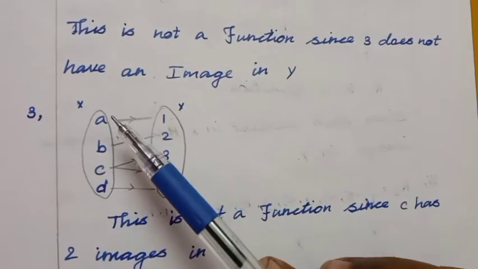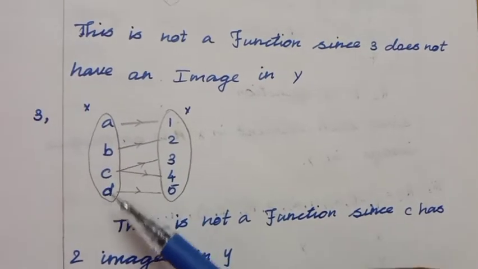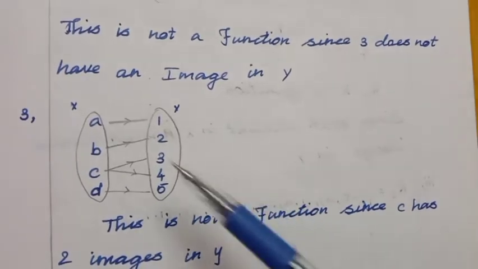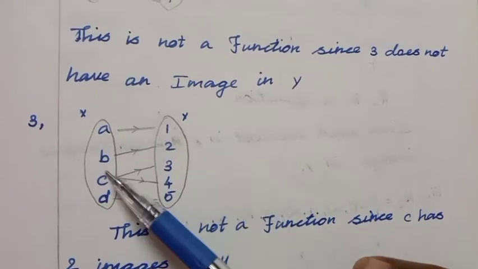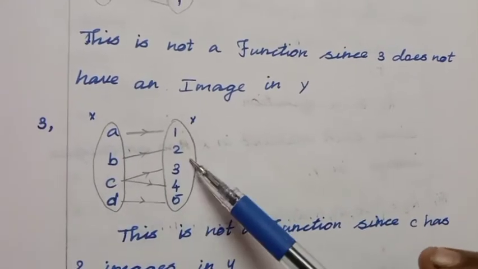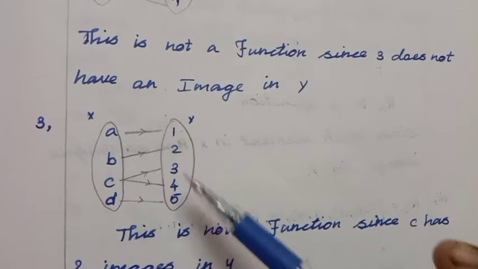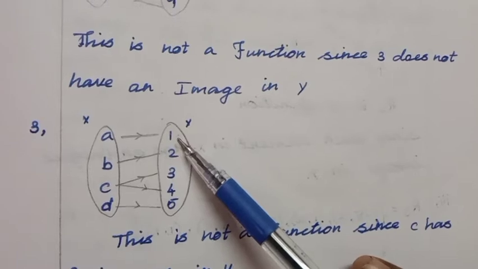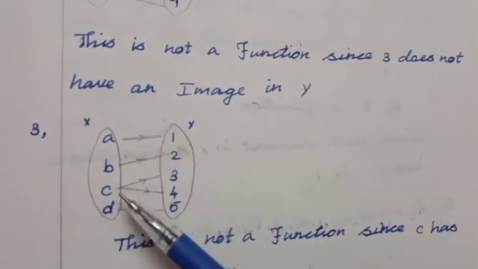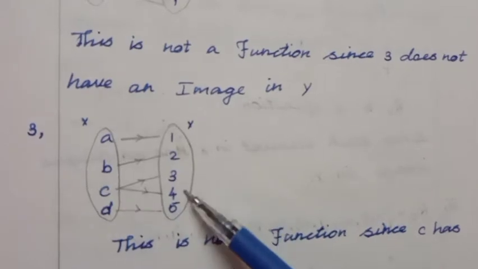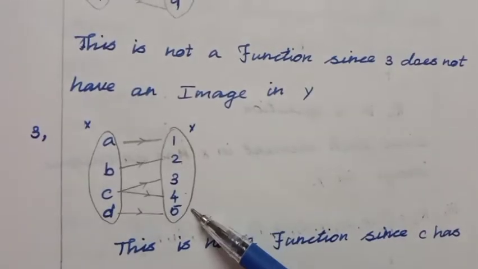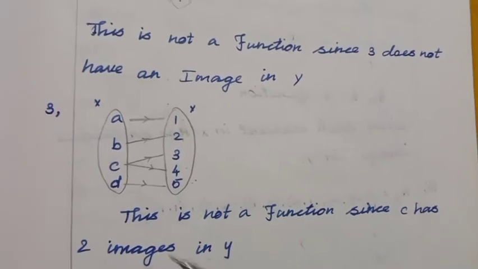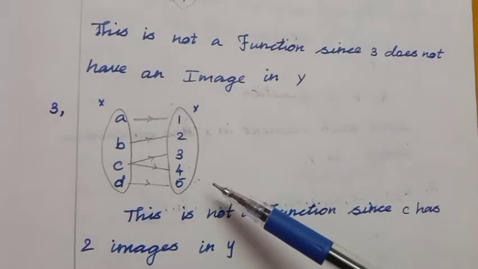For set X, we have to consider the elements A, B, C, D, and in set Y, 1, 2, 3, 4, 5. We have to consider these two sets. Now, A maps to 1, B maps to 2, C maps to 3 and 4, D maps to 5. Consider this mapping. A has only one image, B has only one image, but C has two images, 3 and 4. So this mapping is not a function. This is not a function since C has two images in Y.